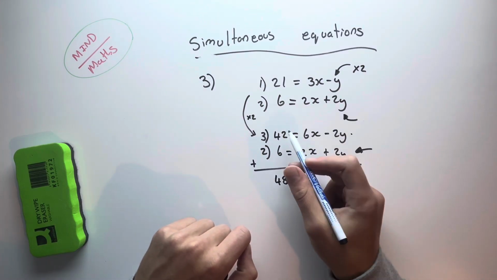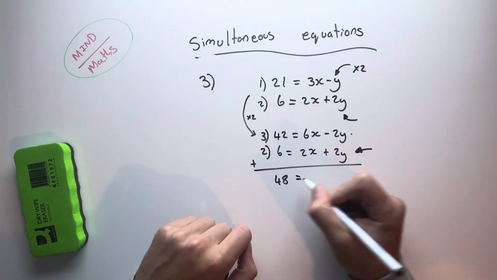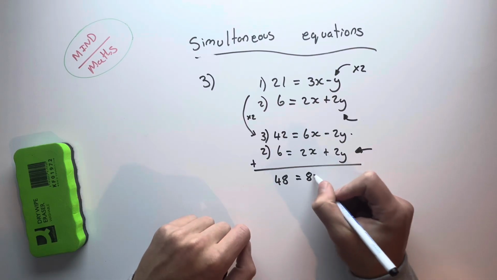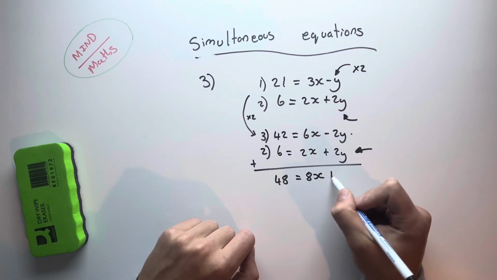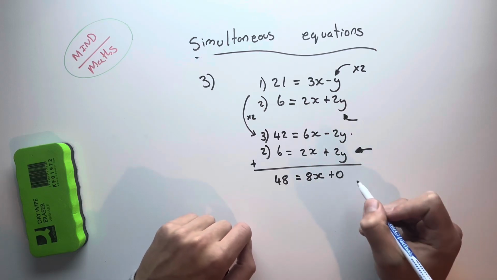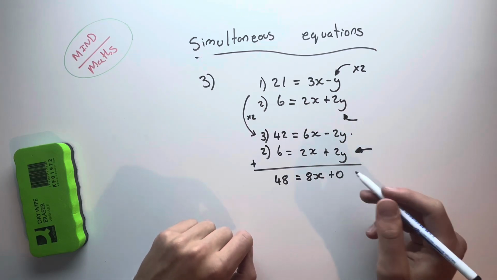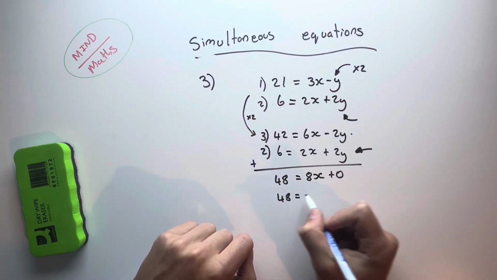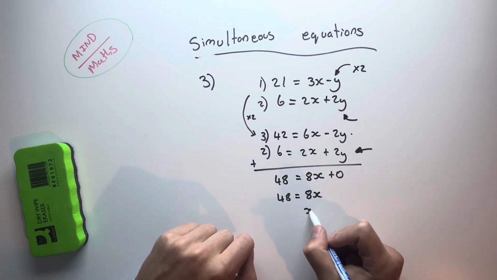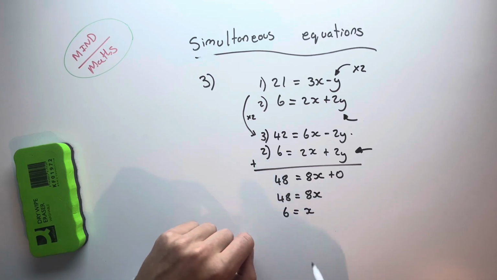48, 42 plus 6, 48 is equal to 6 plus 2 is 8x. And then negative 2y plus 2y is plus 0. So as you can see, it cancels out, which is what we want. So therefore, 48 is equal to 8x, in which x is equal to 6.